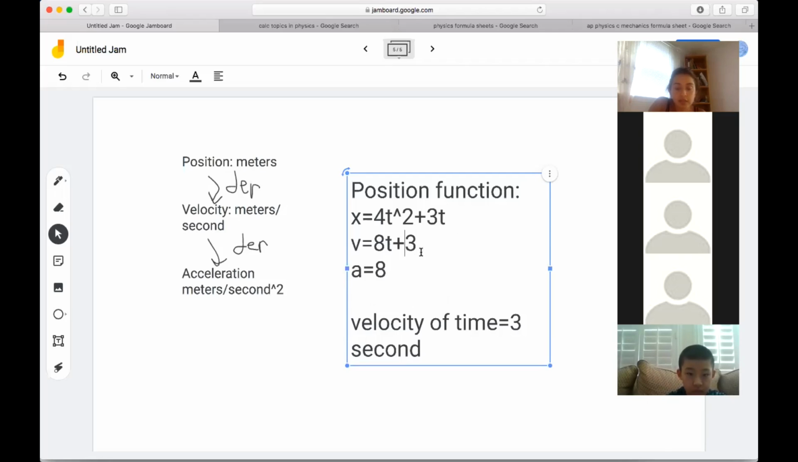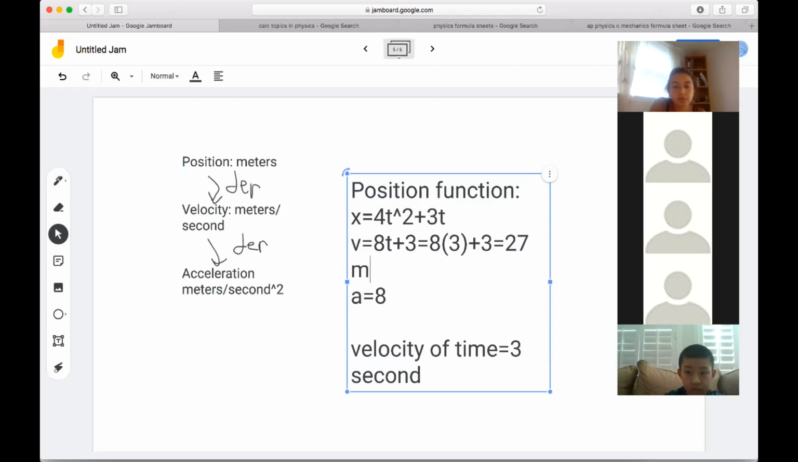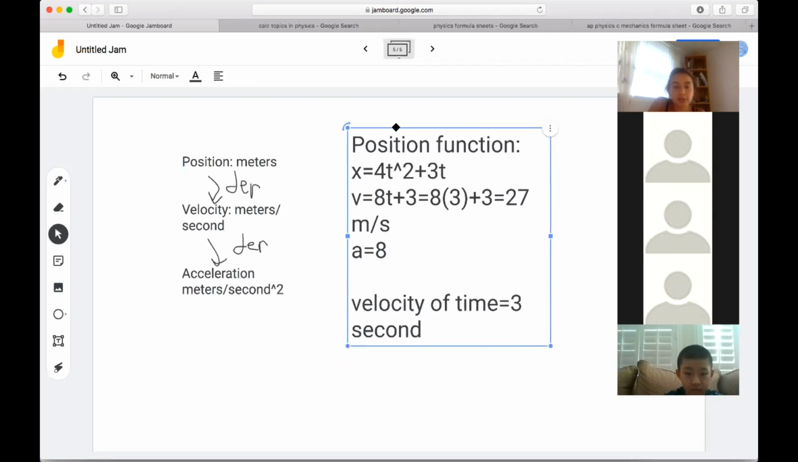So in this case, if we want to know the velocity at time 3, we have to figure out which is our equation for velocity, which is this one. And so we plug in 8 times 3 plus 3 equals 27 meters per second. Always remember your units. So that's basically how you go from position to velocity to acceleration.